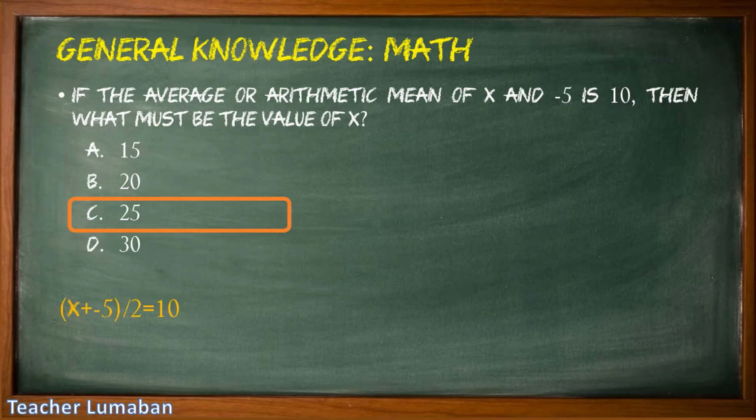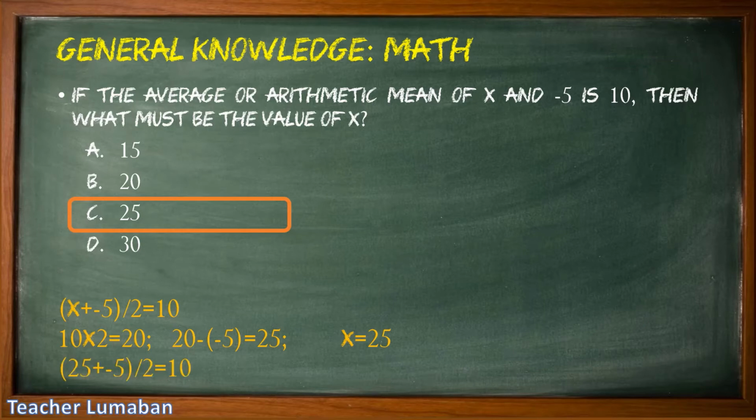The formula is x plus negative 5 over 2 equals 10. To find the value of x, multiply 10 by 2 because there are two numbers, the x and the negative 5. The result is 20. 20 minus negative 5 is 25. The value of x is 25. Let's check if we are correct. 25 plus negative 5 equals 20, divided by 2, the result is 10.